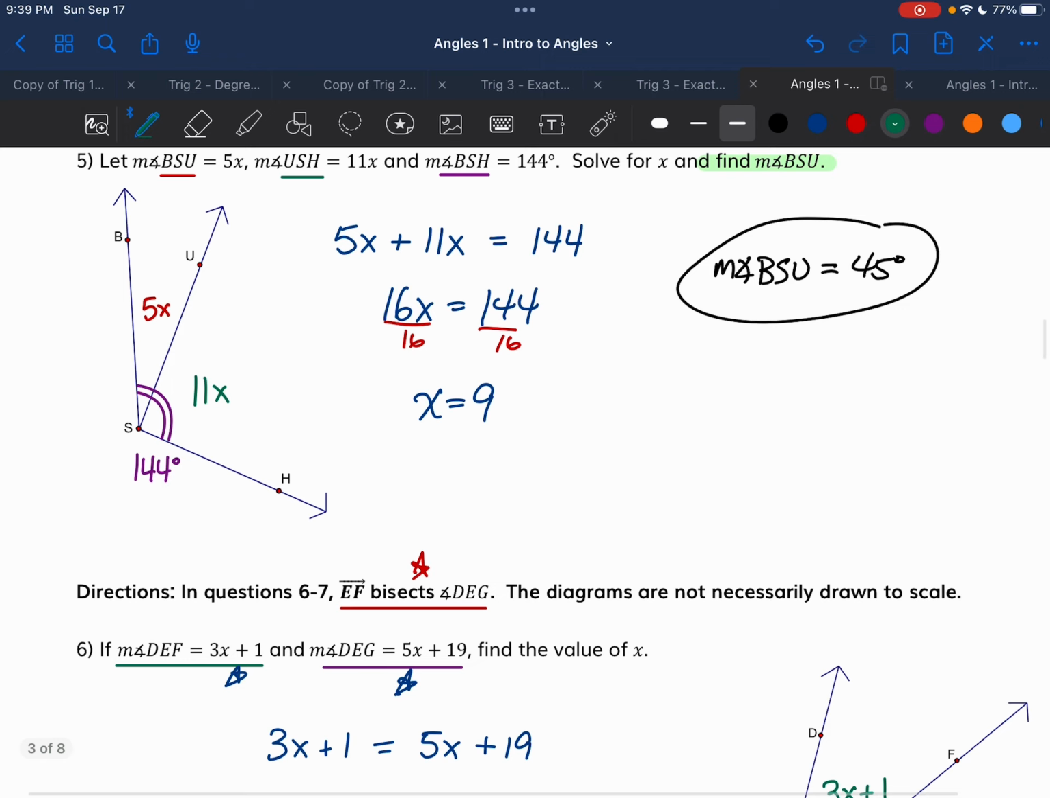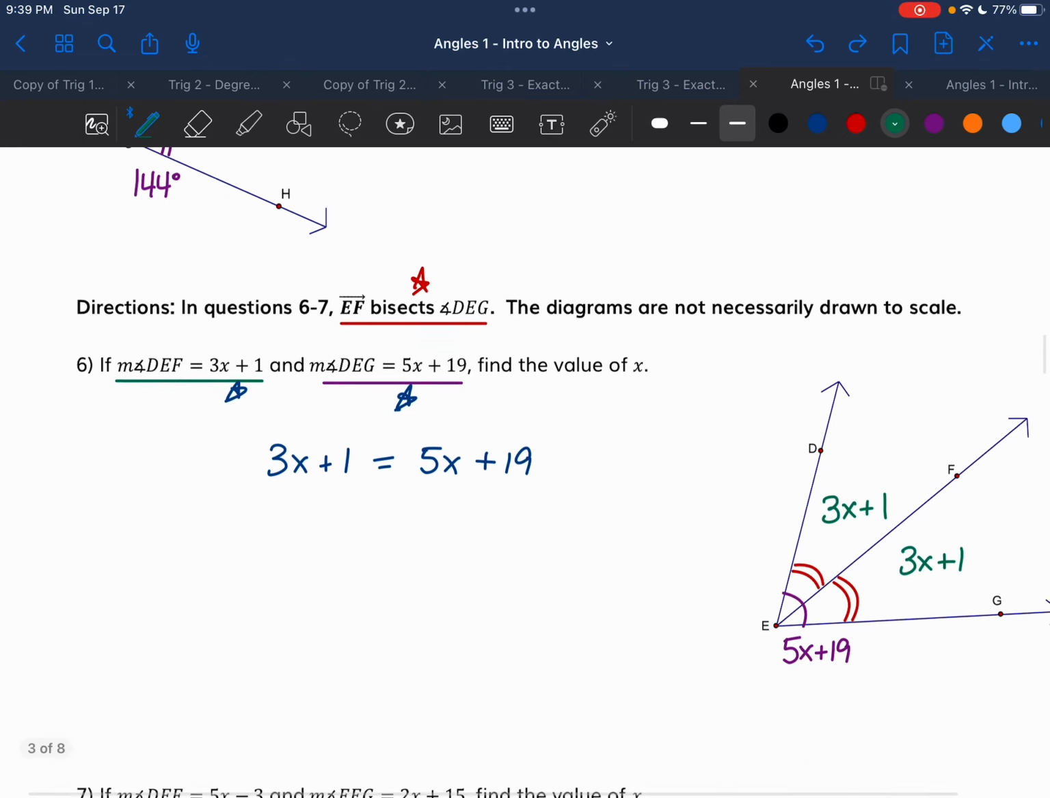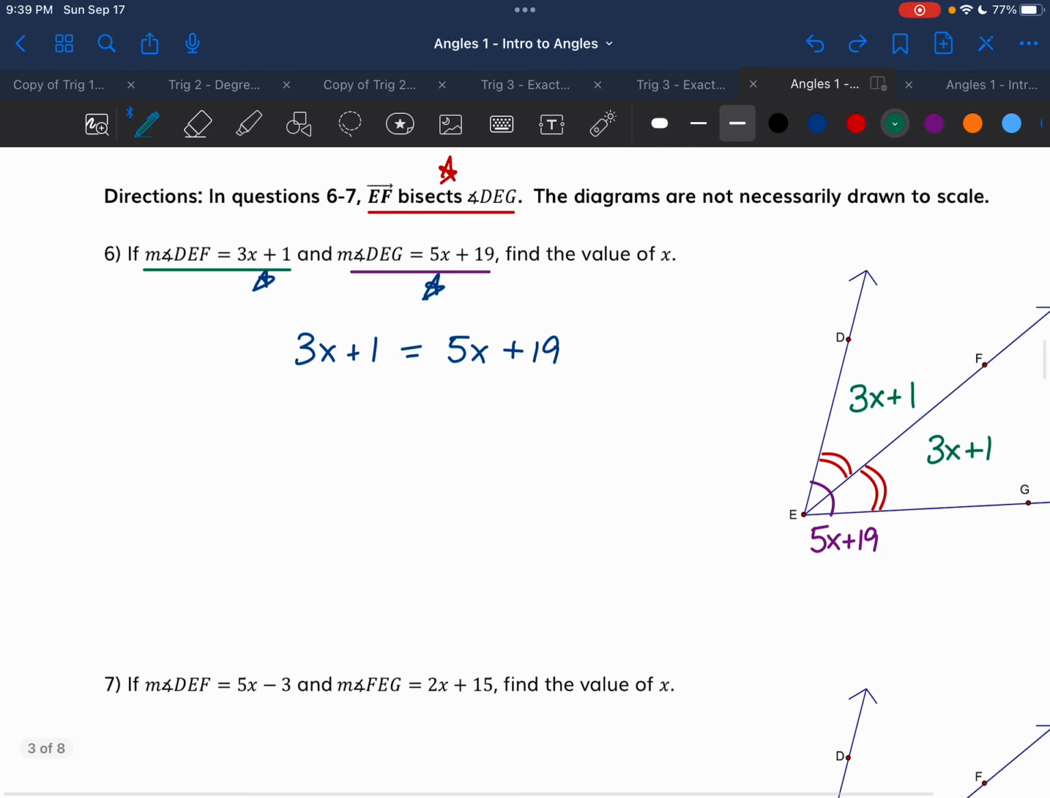Now here we had 1, 2, 3 pieces of information we were given, 5x, 11x, 144, and we could make something that says one plus the other equals this whole big thing. The hardest part about this question is understanding you do have two small pieces. They just happen to be the exact same piece. That 3x plus 1 plus another 3x plus 1 will give you that entire 5x plus 19. And once you have that information, then you're going to go ahead and finally solve this equation the same way you would do it with anything else.